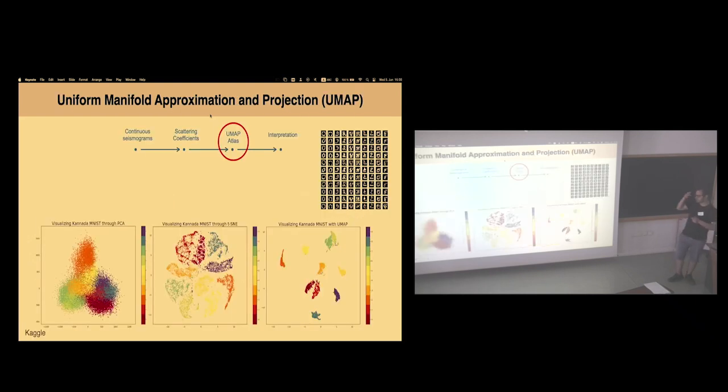And we want to see if we can find any pattern in the continuous seismic data for this region. So we have continuous seismic data, and we calculate a scattering coefficient. Then instead of clustering the data directly, we reduce the dimensionality and then cluster the data. We use UMAP, uniform manifold approximation and projection. Basically, we reduce the dimension to 2 for visualization.